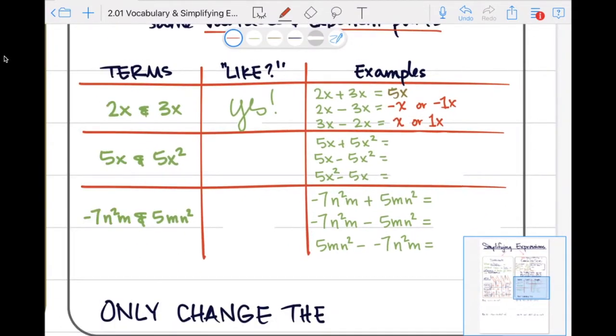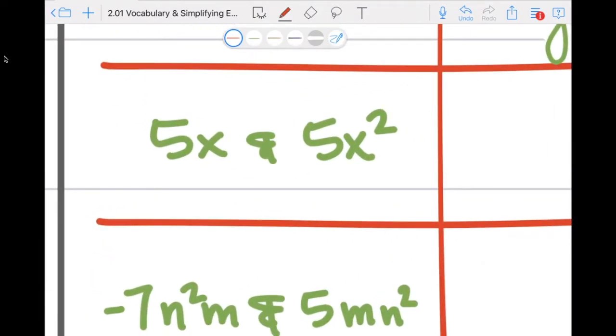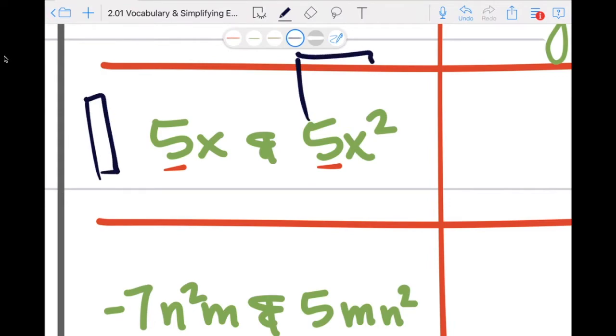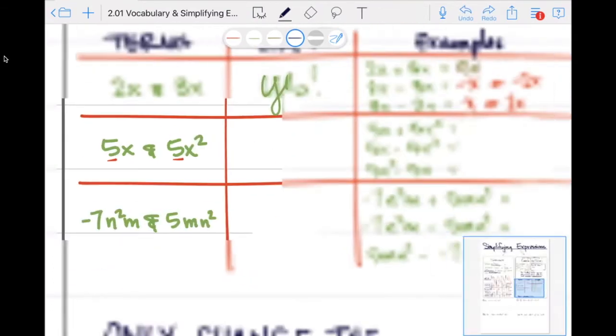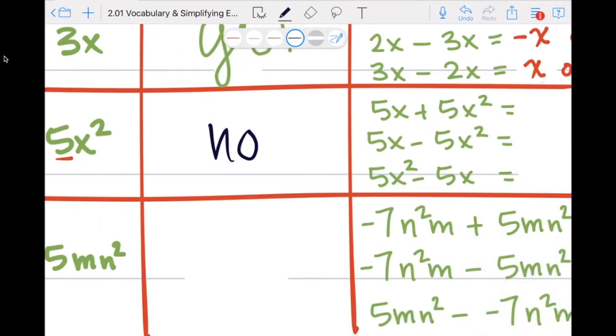So let's go on to another example. Let's talk about 5x and 5x squared. Notice they do have something in common. They have common coefficients. Are they like terms? Well, think about their shapes. A 5x, each of the x's would look like that, but an x squared, they would all look like that. Can we put those together? No, we cannot. So these are not like terms. So this is a no.